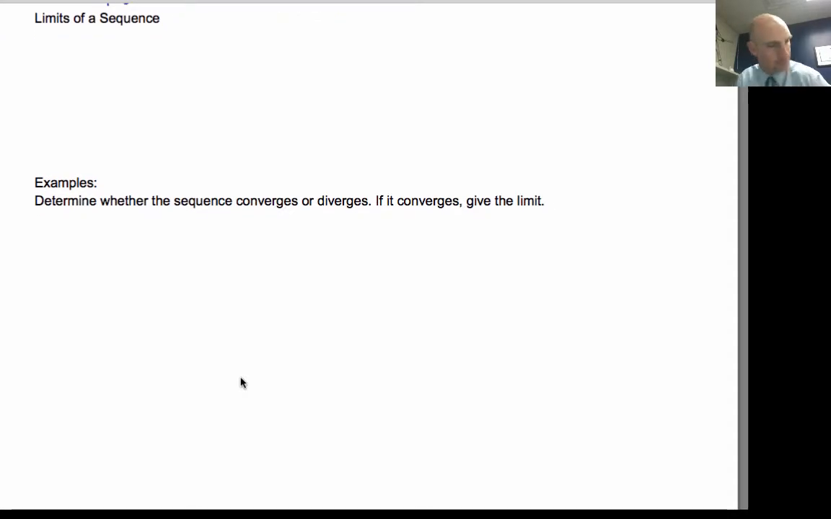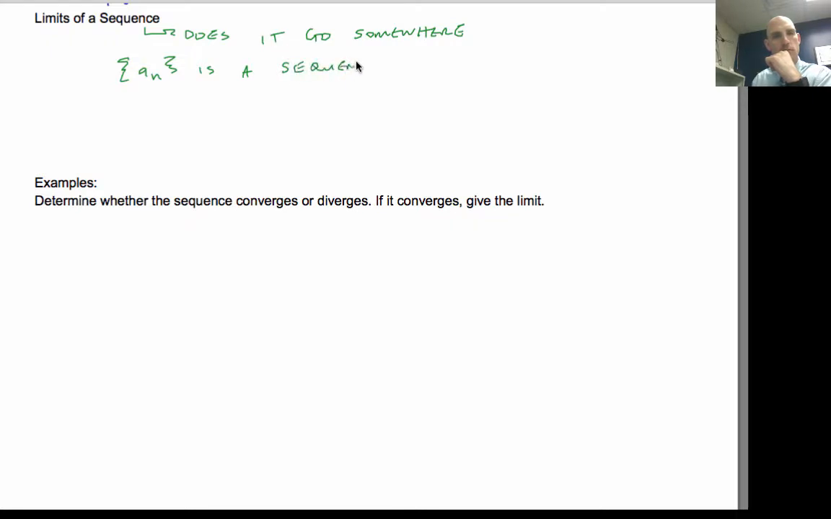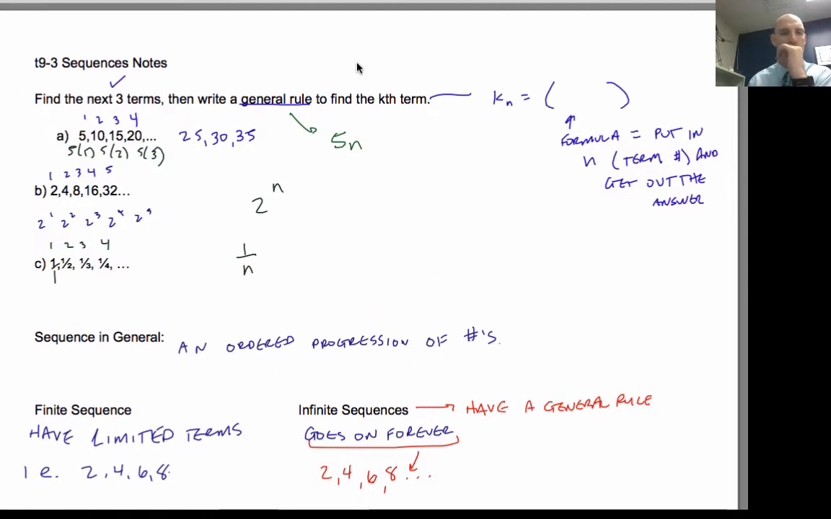Limits of a sequence. Limits of a sequence is asking the question, does it go somewhere? And we've talked about this year, but it's been a while. And the general gist of this is pretty much like limits of functions, right? So a sub n is a sequence. Okay, a sub n is a sequence. And we're asking, does it go somewhere? Now, some of these don't go anywhere. So like if you look up here, check this out.